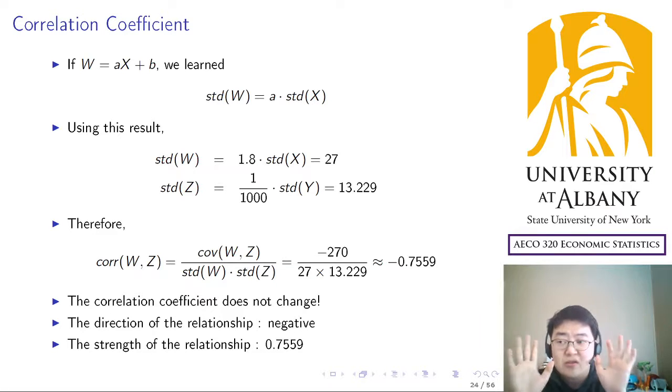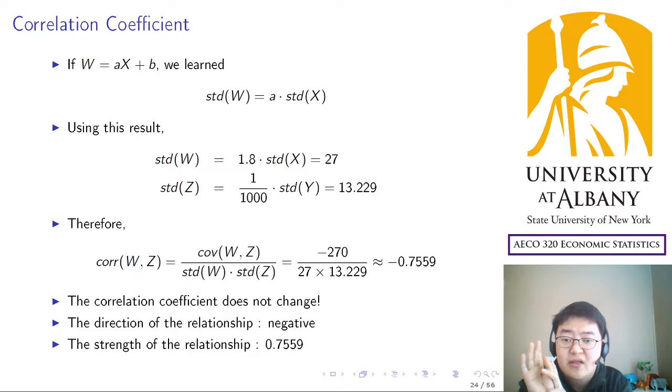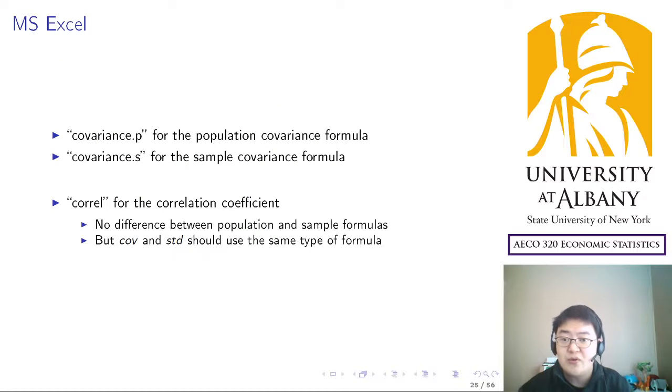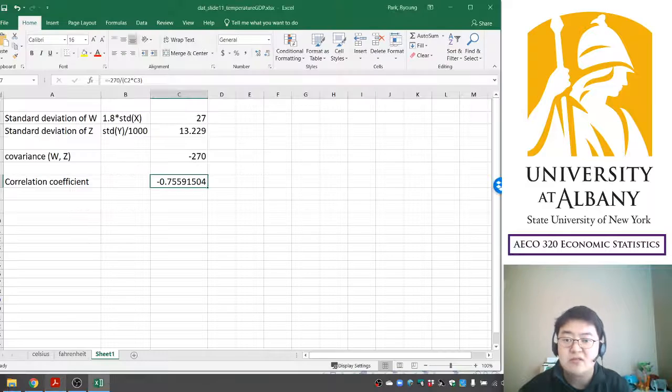So again, let me summarize. Covariance captures the direction by its sign, but its absolute value has no meaning. The strength is not captured. However, correlation coefficient is more useful in the sense that the direction is captured by its sign and its absolute value is the strength of the relationship. So, correlation coefficient contains useful information to summarize the relationship between two variables. Okay, then let me show you how we use it.